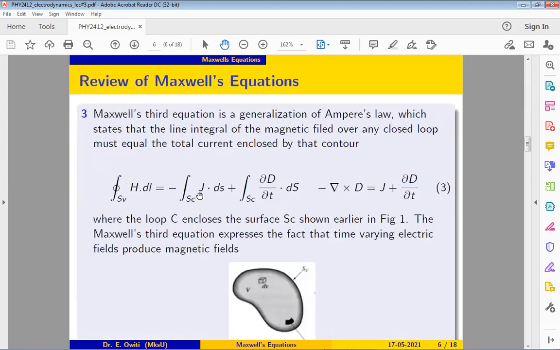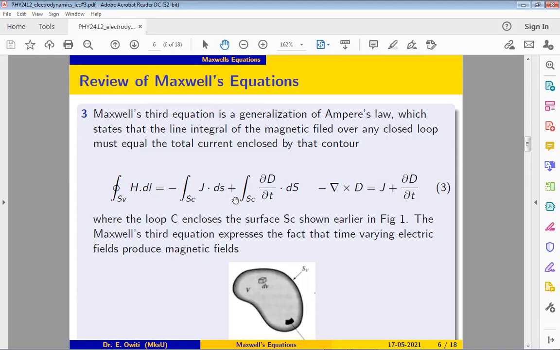It being equal to the integral of current density J with the normal vector on the surface ds plus the rate of change of electric field density D with time, then dotted with ds. Basically, what I'm trying to say is that Ampere's law is just an integral of the magnetic field density dotted with a closed loop, and on the right-hand side you have two components. The first term here is basically Ohm's law.